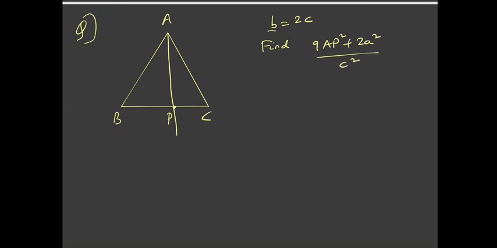Okay, what do you mean by this small b, small c and small a? So this side which is opposite to vertex B, that is AC, is denoted by small b. The side opposite to vertex C is small c, and the side opposite to vertex A is small a. Fine. So AP is the angle bisector of the angle A. You need to find 9 AP square plus 2a square by c square. So try this problem, then we'll discuss.